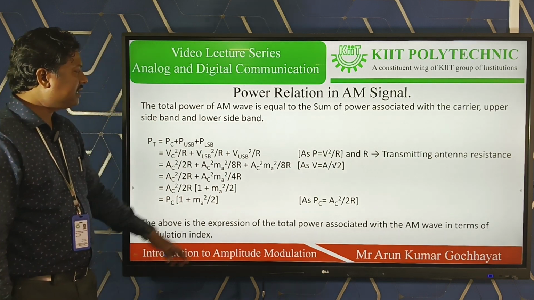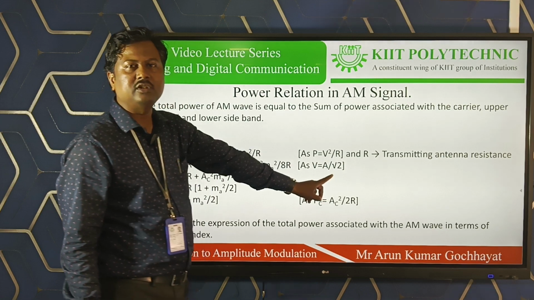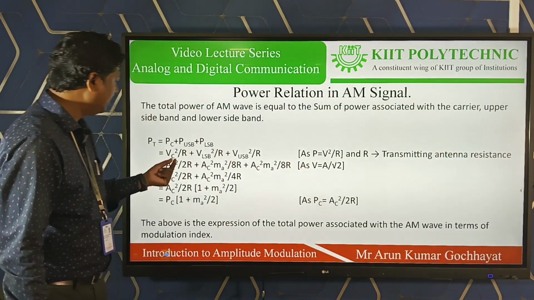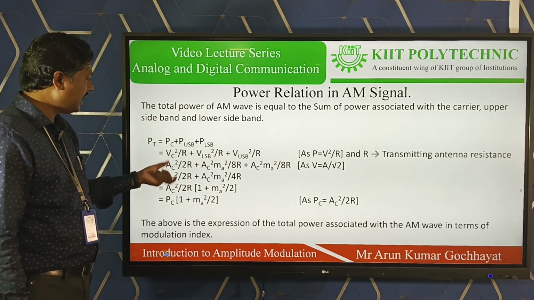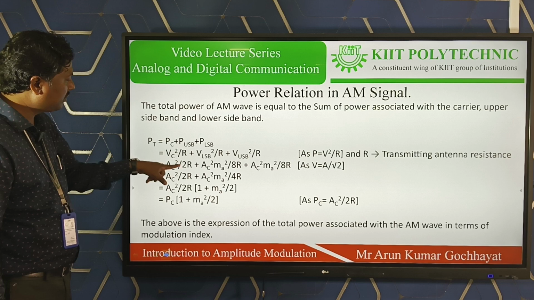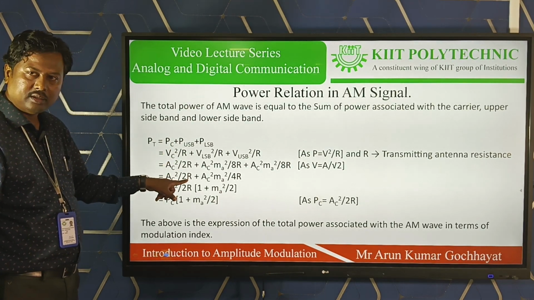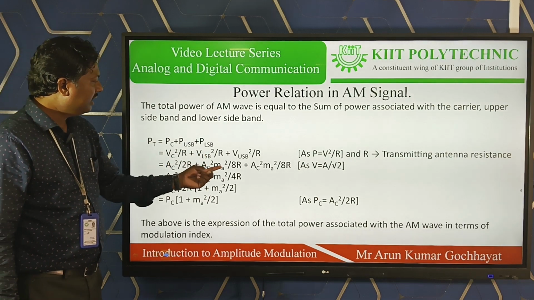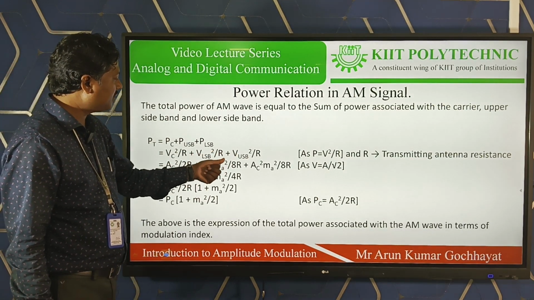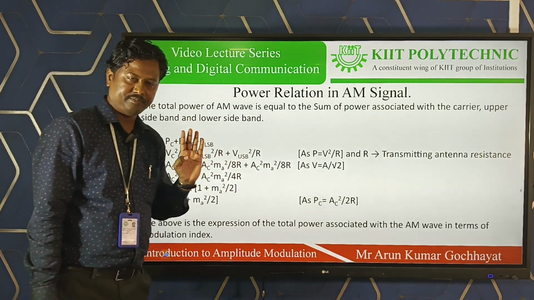Again, the voltage level is related to the amplitude level by this formula: V is equal to A by root 2. If we put that value A by root 2 in place of V, then we will have this kind of change in expression. VC square becomes AC square by 2. So VC square by R becomes AC square by 2R. Similarly, V LSB square by R becomes AC square MA square by 8R. V USB square by R becomes AC square MA square by 8R.